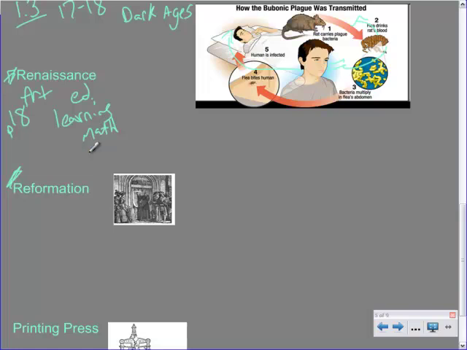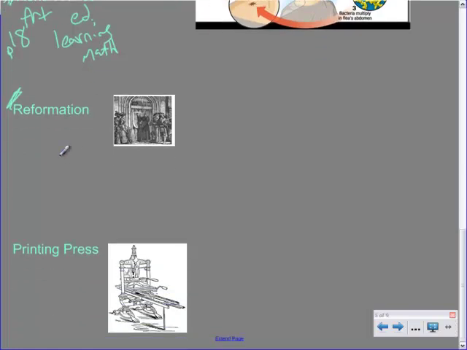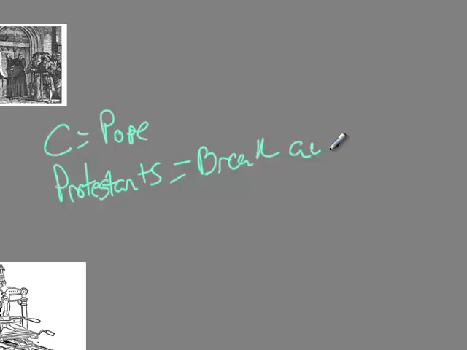The other part is the Reformation. The Reformation has to do with the church, and this is on page 18, and then it goes on to 19 as well. There are two groups in the Reformation. You have those that follow the Pope, which are the Catholics, and then you have the Protestants. The Catholics want to follow the Pope, and the Protestants want to break away in protest.